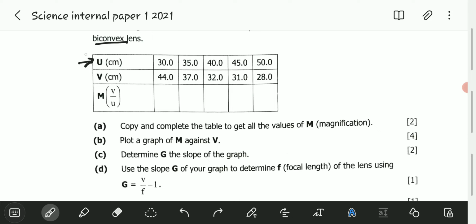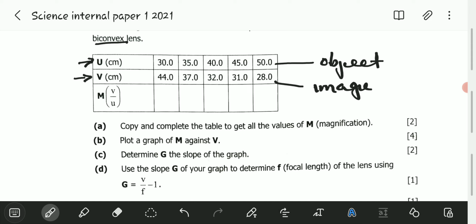So what does U stand for? These values, U, are for the object distance. How far is the object from the lens? These are the readings. While V stands for image distance. Others may ask, but how did you know that U is object distance and V is image distance when they've not told us?